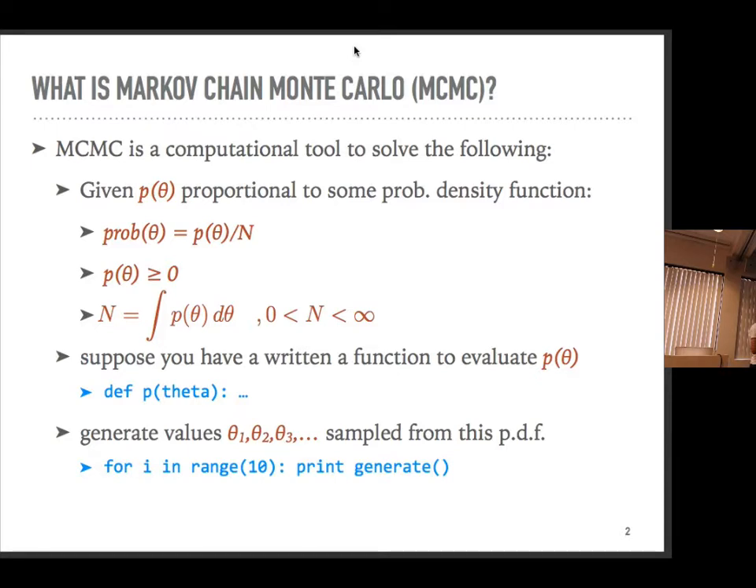And what we want is a tool that will let us generate values of the parameters, sometimes called realizations, that are sampled from this PDF. So for example, if we want to get 10 different values, we just call it like this. Okay? So what we're going to be talking about is how you implement this function, generate. Each time you call it, it will spit out another set of parameters.